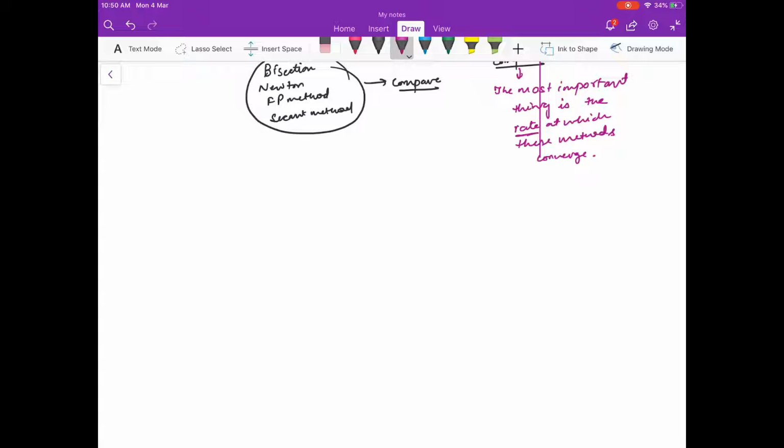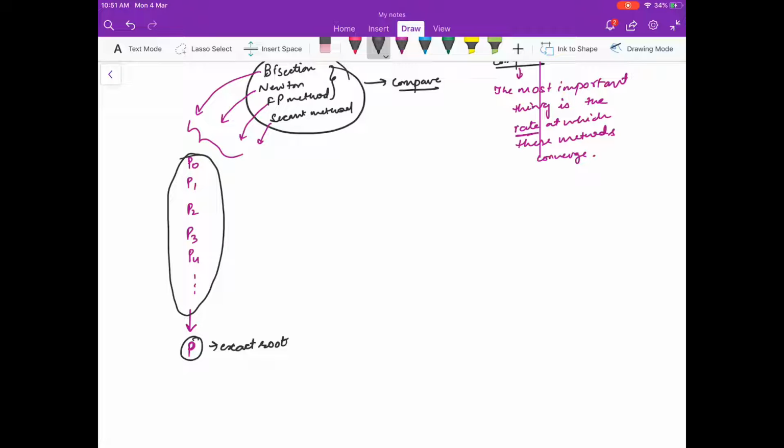So you see, every method, whether it is bisection, Newton, fixed point or secant, these methods are generating a sequence P1, P2, P3, P4 and so on, and this sequence ultimately converges to P, and this P is your exact root. So these methods are generating a sequence which is converging to the exact root provided some conditions are satisfied, and we assume that all those conditions are satisfied. Correct. Now we would like to know how fast this sequence is converging to P.